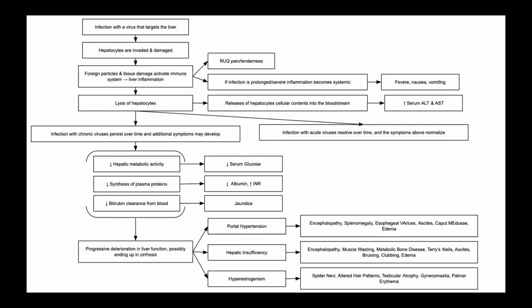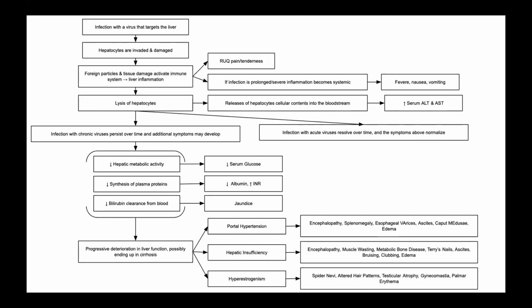Now, if the infection is prolonged or severe, inflammation becomes systemic, causing fever, nausea, and vomiting. Now, due to the immune response and release of inflammatory cytokines, there will be lysis of hepatocytes, leading to the release of its cellular contents. Now, this is responsible for the increased serum ALT and AST, which is seen in patients with hepatitis.